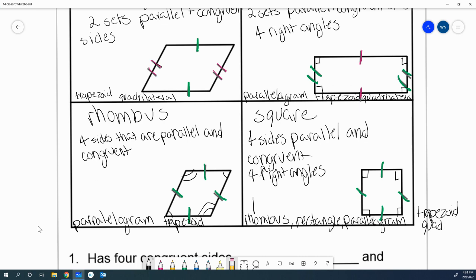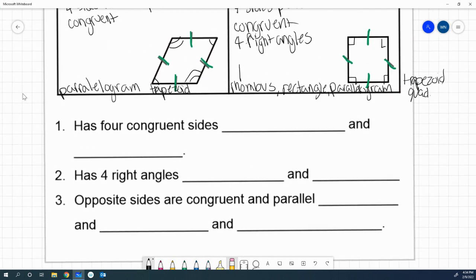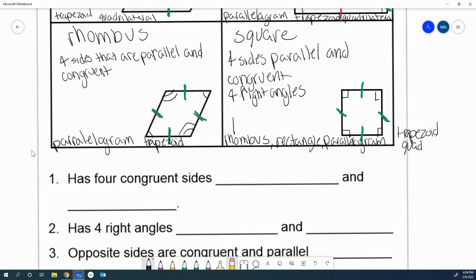Now it's time to dive into some questions. Has 4 congruent sides. In the box that comes up, I want you to tell me which ones have to have 4 congruent sides. There are 2 shapes. In your chat box, I hope you put rhombus, because it has to have 4 congruent sides, and a square. You might think of a rhombus as a square that's kind of been smushed a little bit. Rhombus and square, 4 congruent sides.